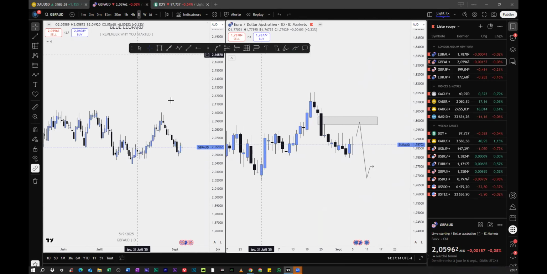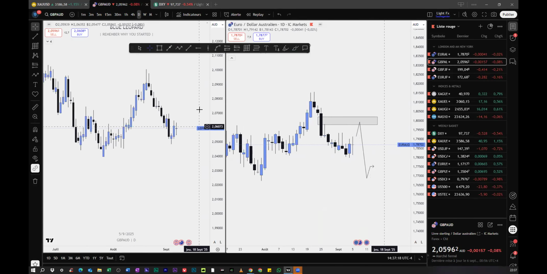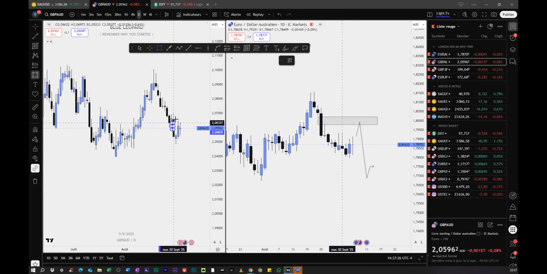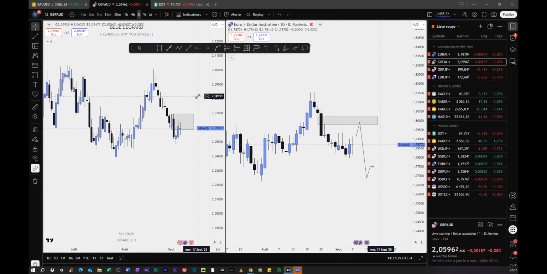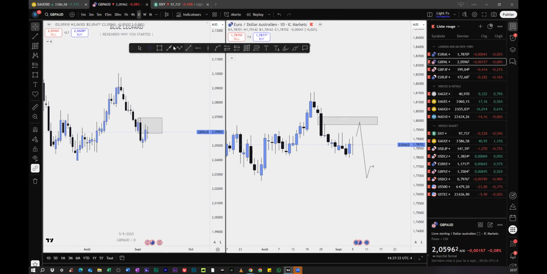And if you see on the daily here on GBP AUD, we don't have a clear fair value gap. Okay, price will probably continue lower straight from this supply zone. Okay, so bearish here. I think we start the move up first and then we drop like we see here.